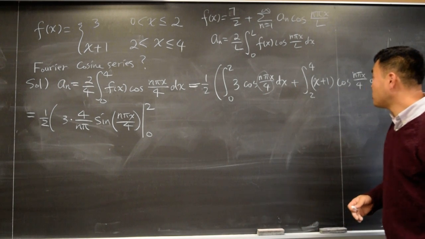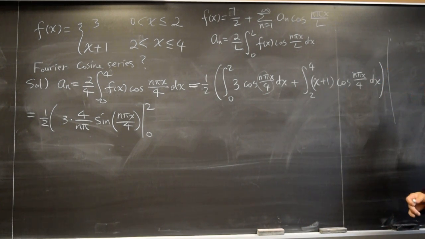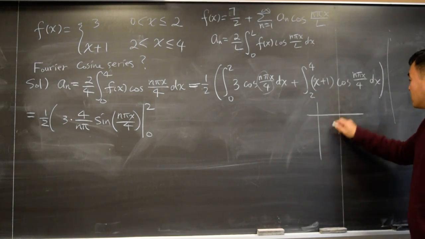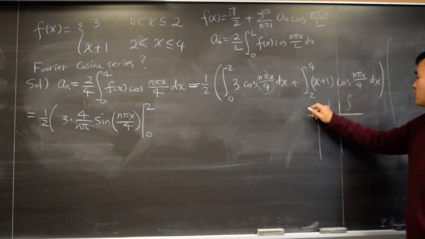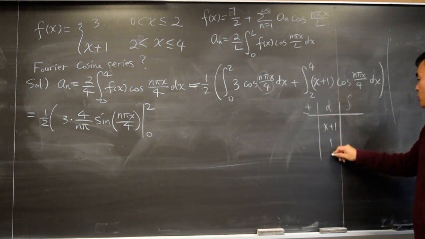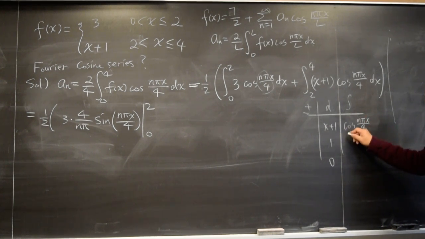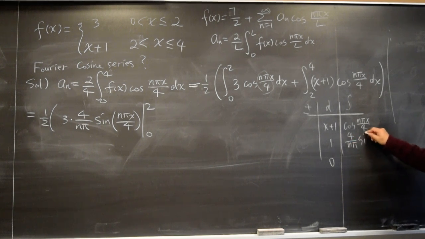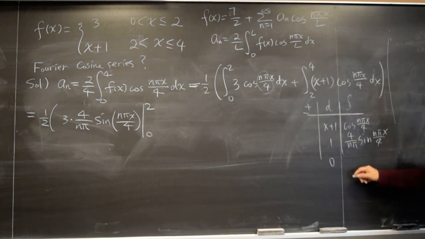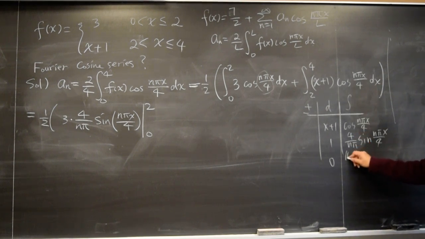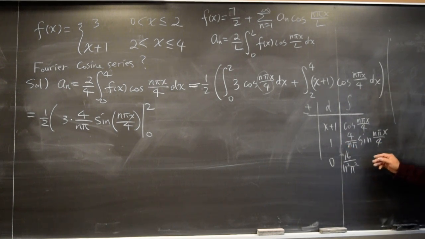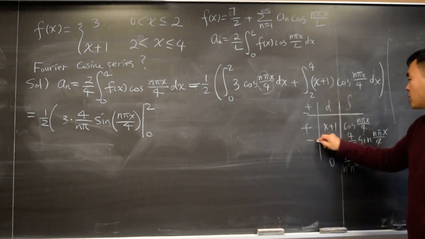Now, for the second one, we have to integrate by either tabular or integrate by parts. Let's use tabular. The integral: plus, minus, x plus 1, 1 and 0. And then cosine n pi x over 4, 4 over n pi sine n pi x over 4. And then this squared, 16 over n squared pi squared, with a minus sign this time because if you integrate a sine, you get negative cosine. There's cosine n pi x over 4, and then plus, minus, plus.